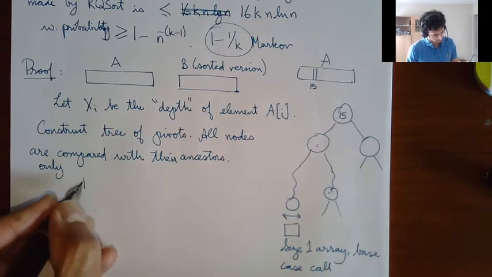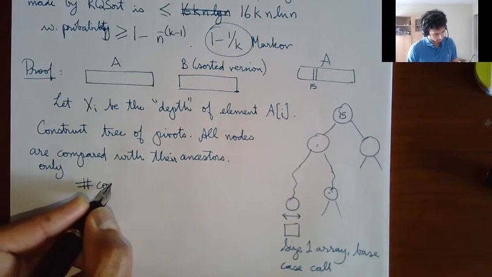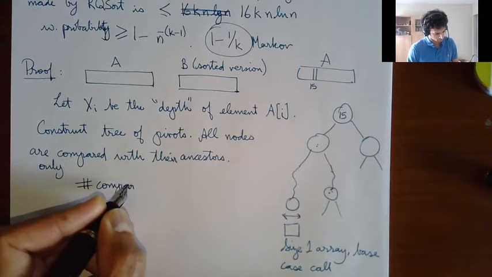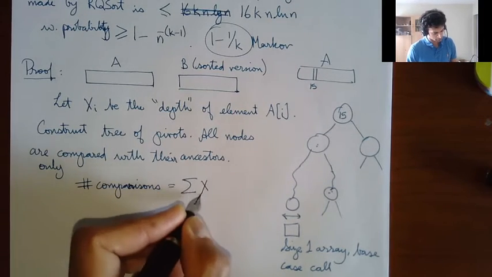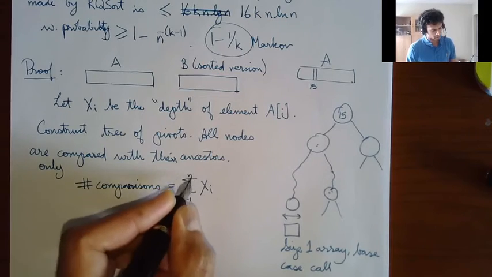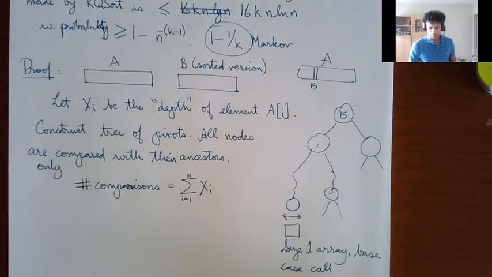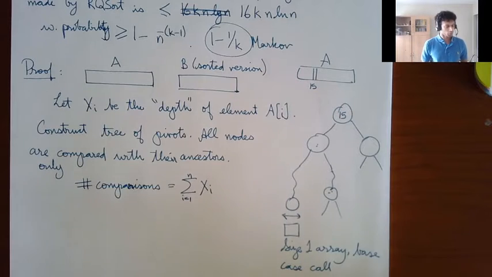This means that the number of comparisons can be expressed as the summation of xi, i going from 1 to n. Okay?